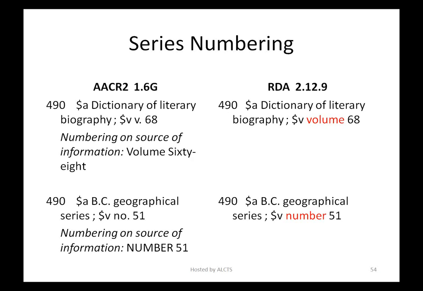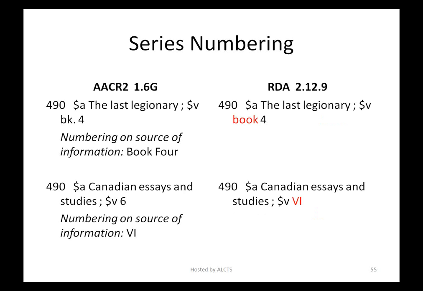Again, the second example, we would spell out the word number, not abbreviate it. This example on this slide, we would spell out the word book. And this second example, Roman numerals will not be changed to Arabic numerals.